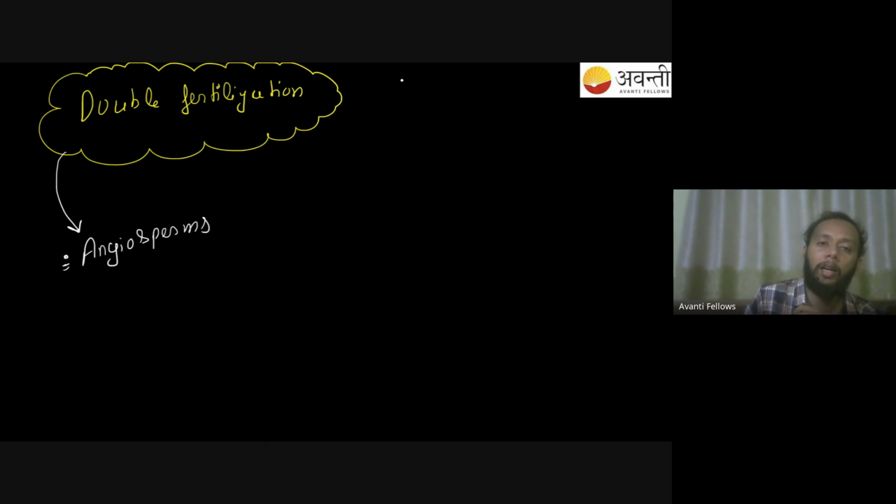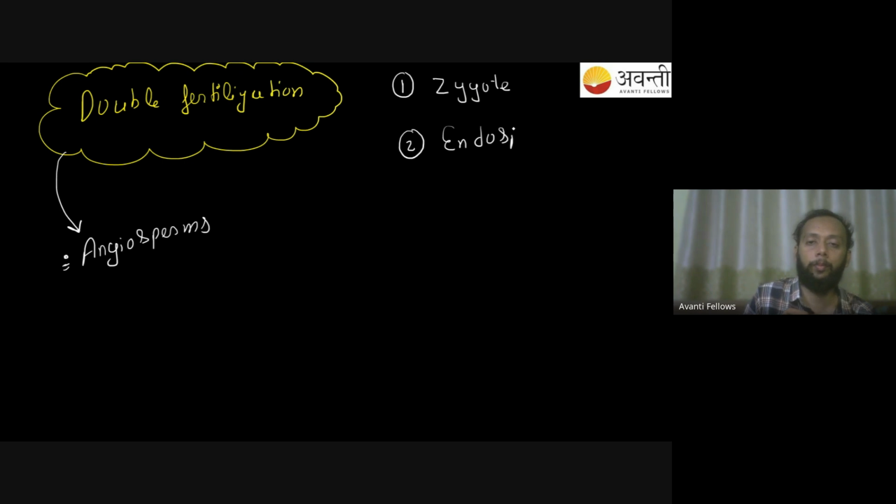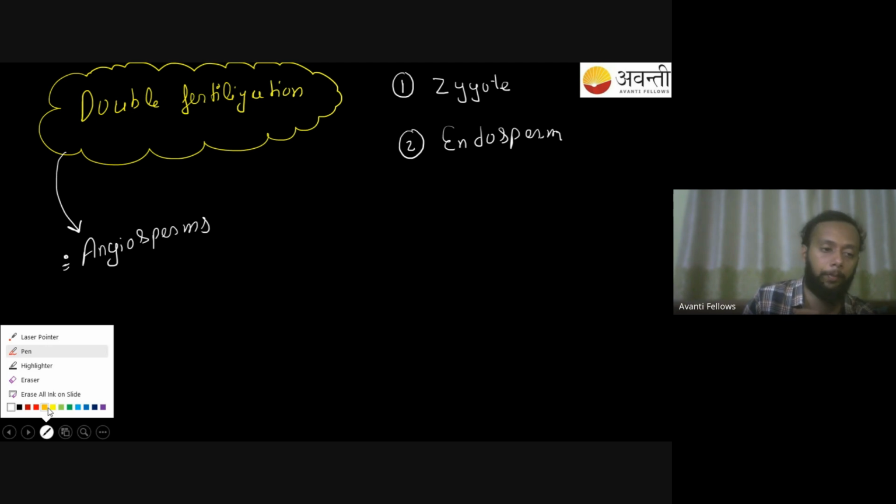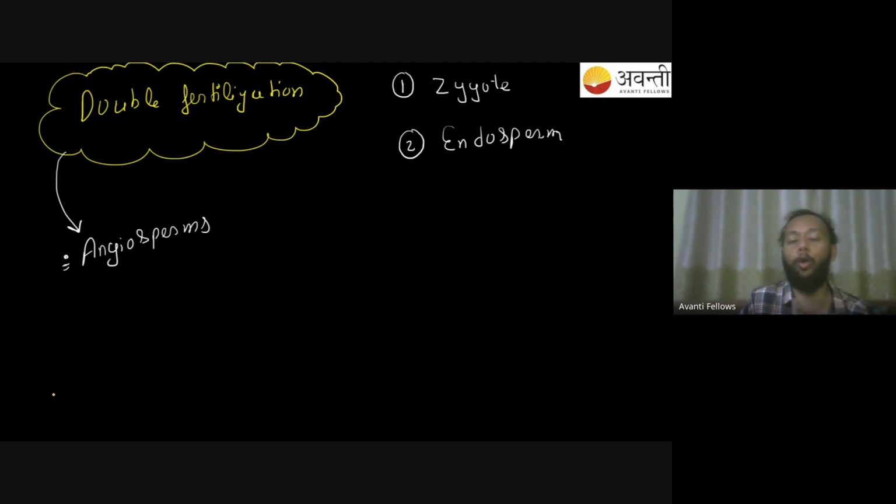What do you get after double fertilization? Remember, after double fertilization you get the zygote, and the second thing you'll get is the endosperm. And forming the endosperm is a very important event, because endosperm is always going to nourish the developing zygote, which will turn into the embryo. So remember, endosperm is a nutritive material. It is a food storage bag.